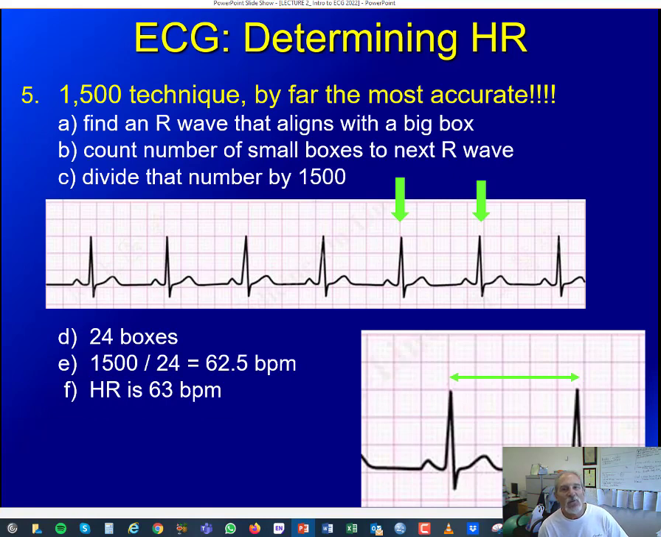Now, the most accurate way to do that is by far what's called the 1500 technique. So again, find an R wave that lines up right on one of the dark boxes, and then what you do is just count the number of small boxes. So 5, 10, 15, 20, that looks like about 24 boxes right there. So that's just enlarged a bit for you so you can see it. So 1500 divided by 24 equals 62.5. You always round up. The heart rate is 63 beats per minute.